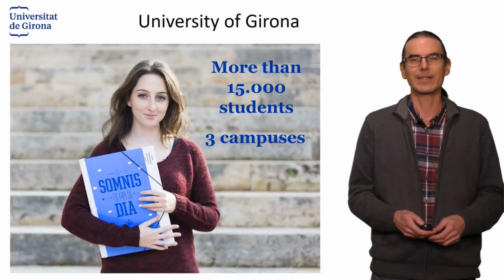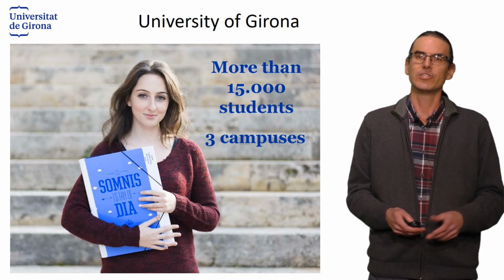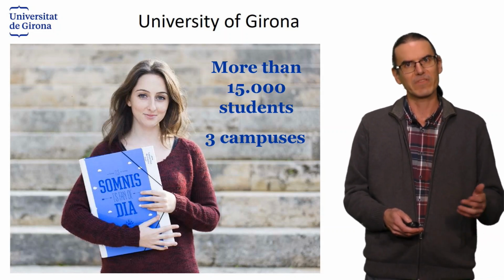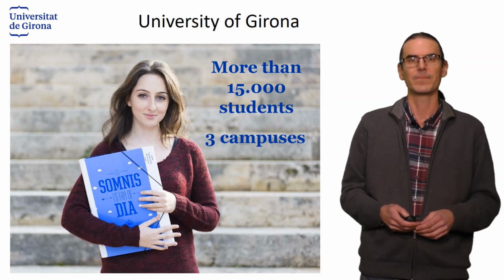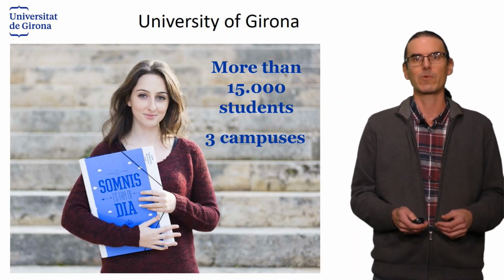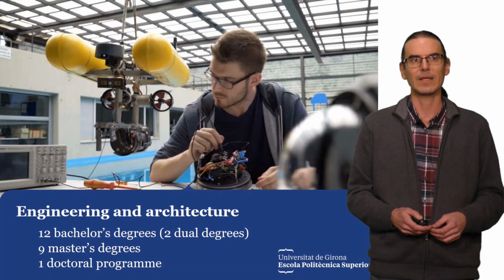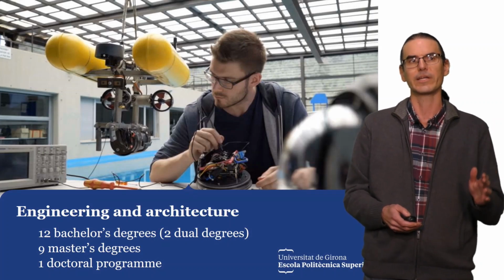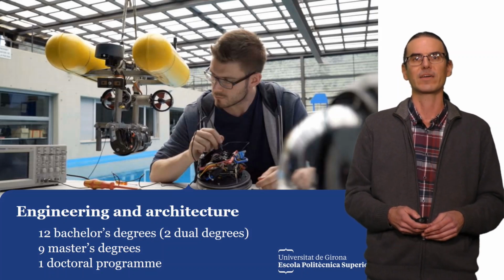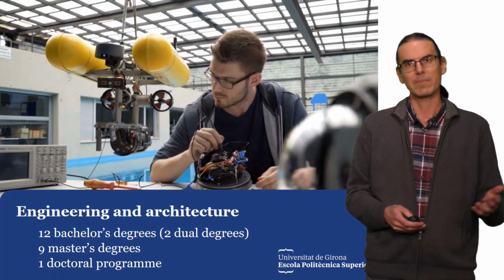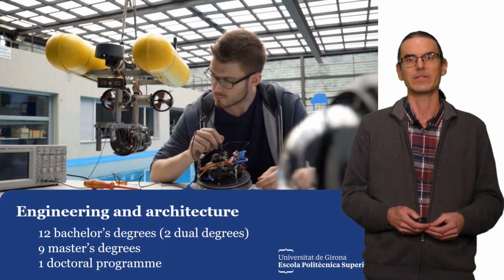Let's talk now a little bit about the University of Girona. Girona nowadays has more than 15,000 students distributed in the 3 campuses that I was mentioning before. And in one of those campuses is where we find the Polytechnical School. In the Polytechnical School, we do all the engineering and architecture degrees. In particular, nowadays, we have 12 different degrees, 9 master programs, and 1 PhD program in technology.